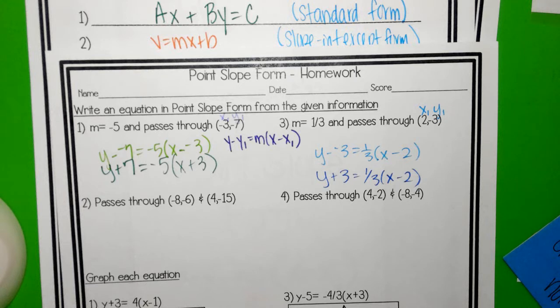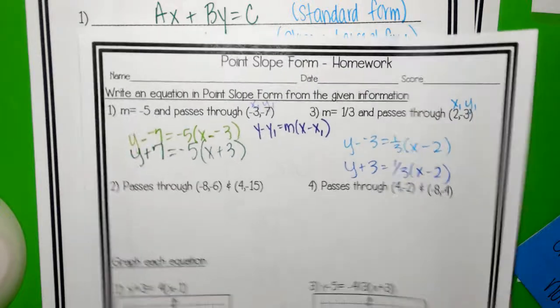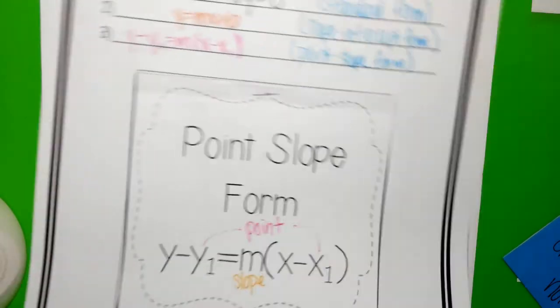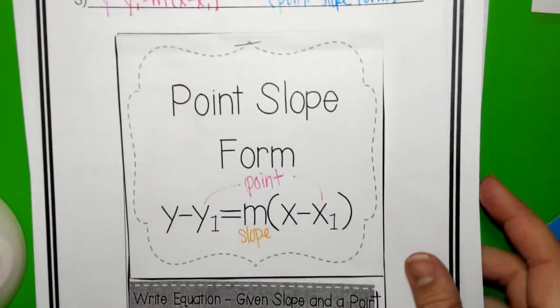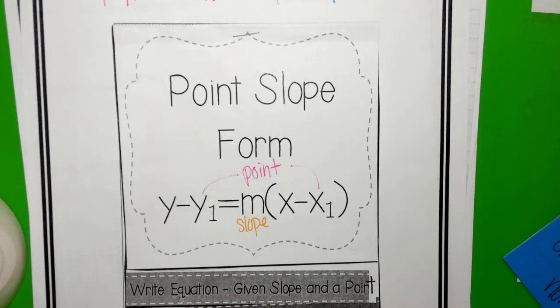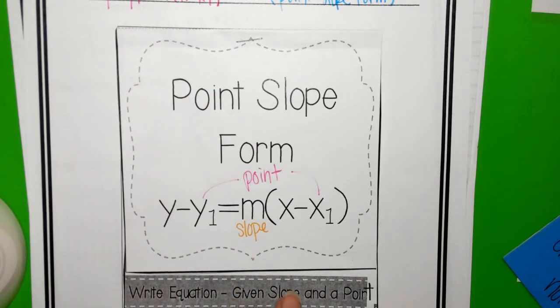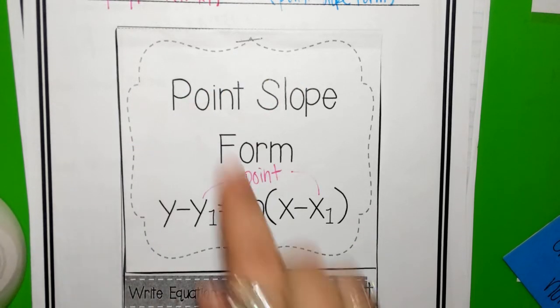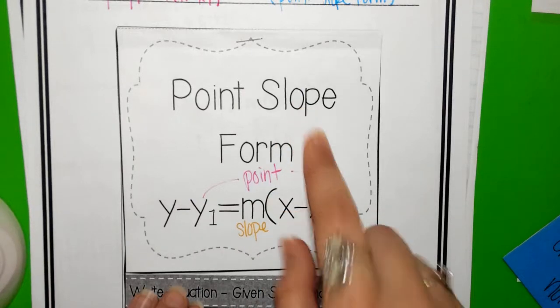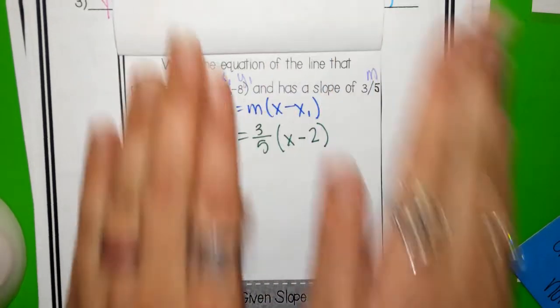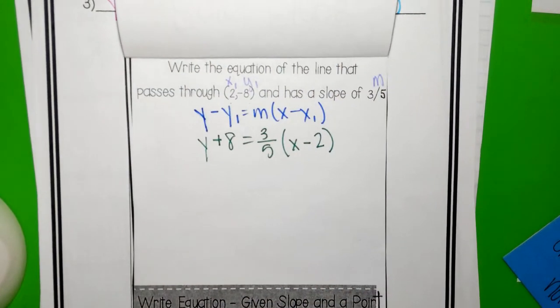Alright, let's review our notes then since we're struggling a little bit. And we're going to write another example down. So go back to your Flappy. We are here. To your foldable. Alright, so we use point-slope form when they give us a slope and a point because it's called point-slope form. Open this up. And please make sure you've made your corrections in marker.